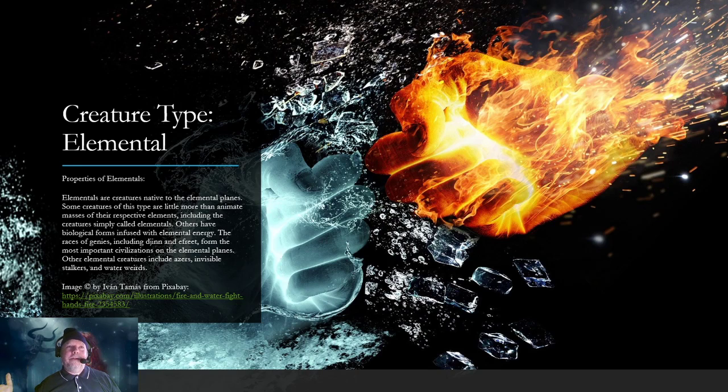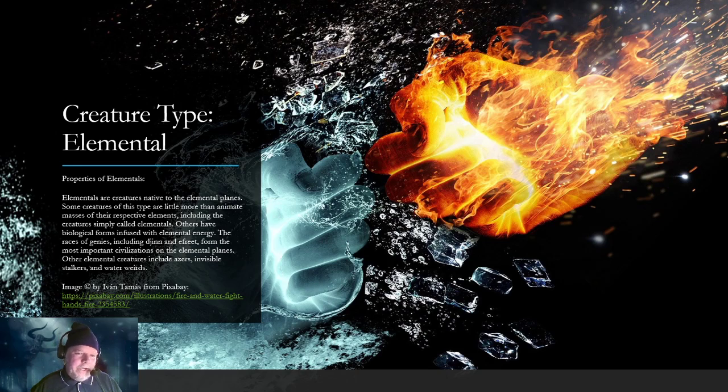A water elemental is just a big, huge mass of water that has a vaguely humanoid shape and goes around and suffocates things by trying to drown them. Fire elemental goes around trying to burn things, etc., etc. Others have biological forms infused with elemental energy. Well, okay, kind of probably Azer would fall into that.